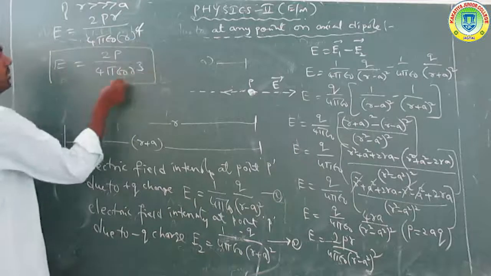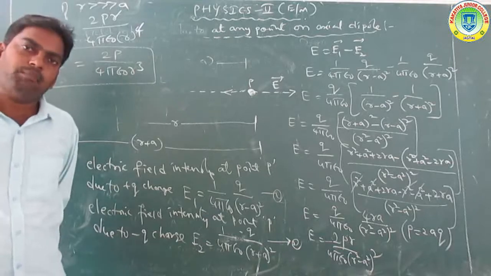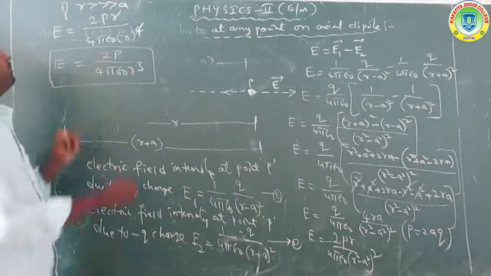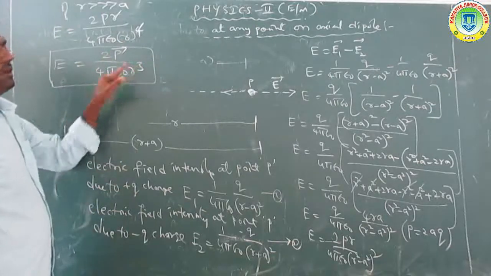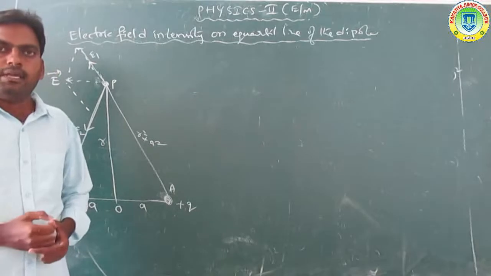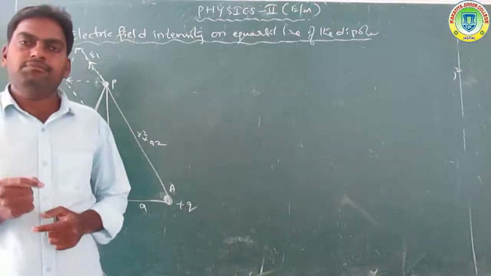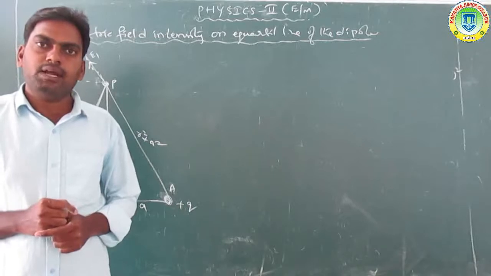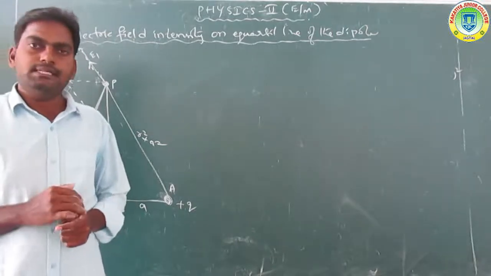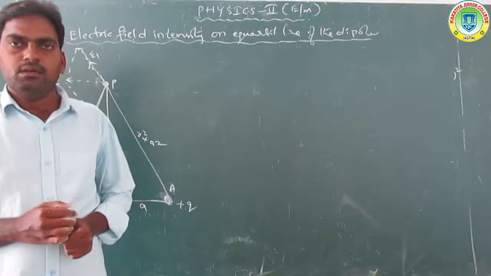So this is called the total electrical field intensity at any point on the axis of the dipole. E is equal to 2P by 4 pi epsilon R cube. Okay, got it. Now discuss another topic in a similar way. The last topic is to find the electrical field intensity on the axial line of the dipole at any point, that is E equal to 1 by 4 pi epsilon, 2P by R cube.